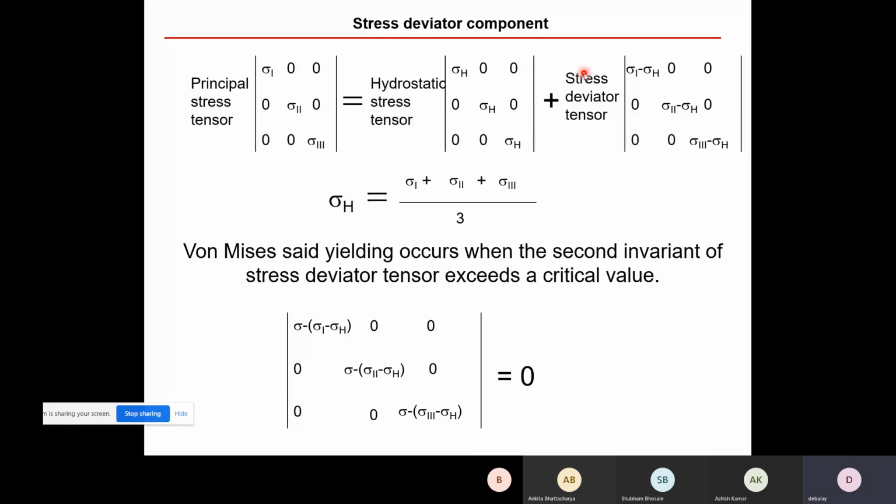Not necessarily to remember all those things, but you must understand the basics of the most important equations that are coming. So von Mises said yielding occurs when the second invariant of the stress deviator tensor exceeds the critical value. Like Tresca said, yielding will occur when maximum shear stress exceeds the critical value. Von Mises said, I will determine the stress deviator tensor. I will try to represent it again in the form of a principal stress tensor.